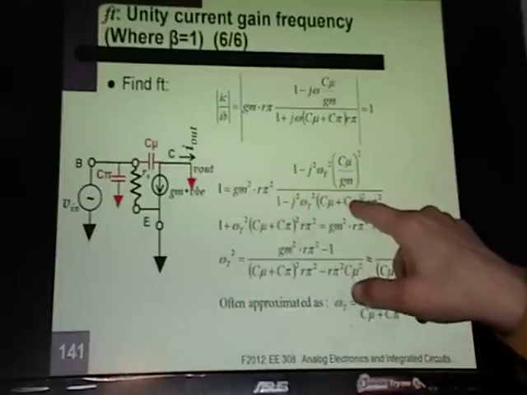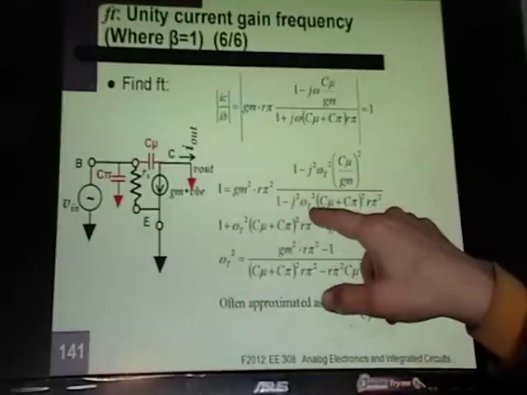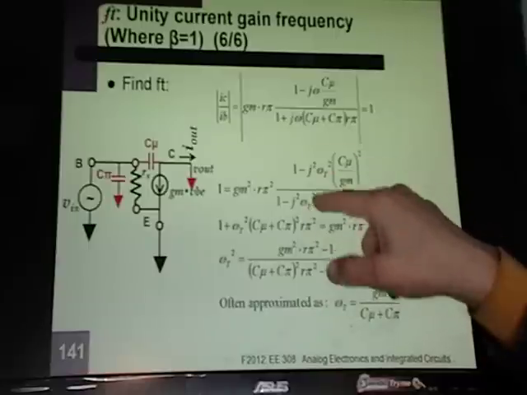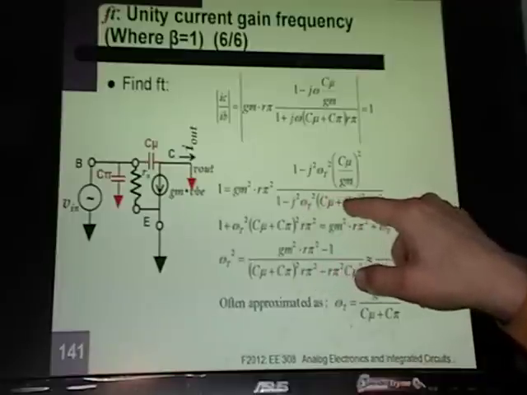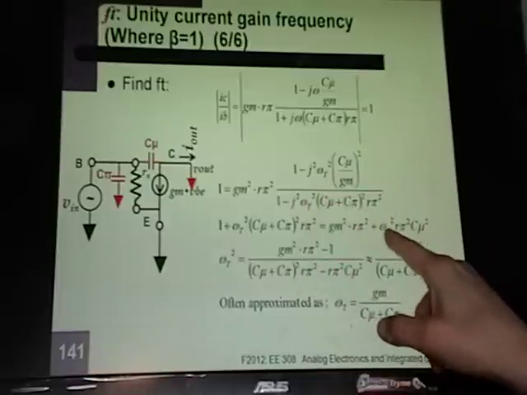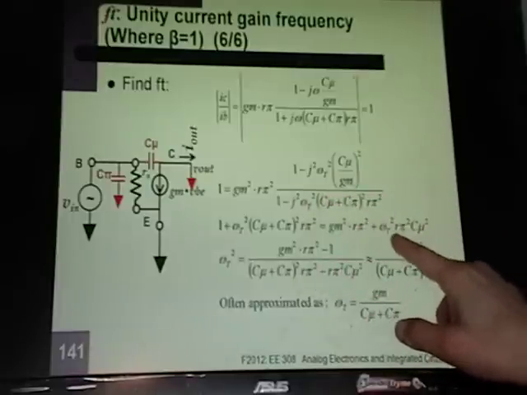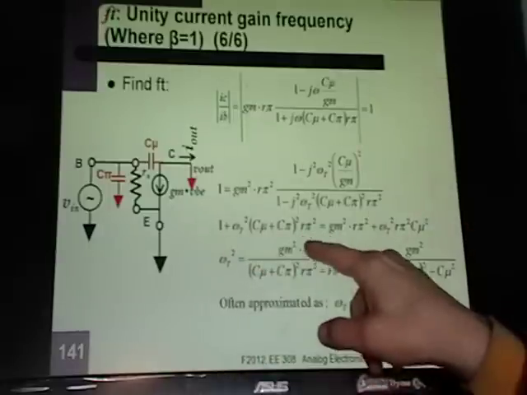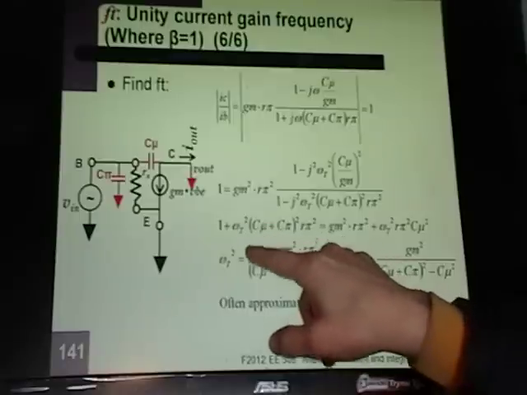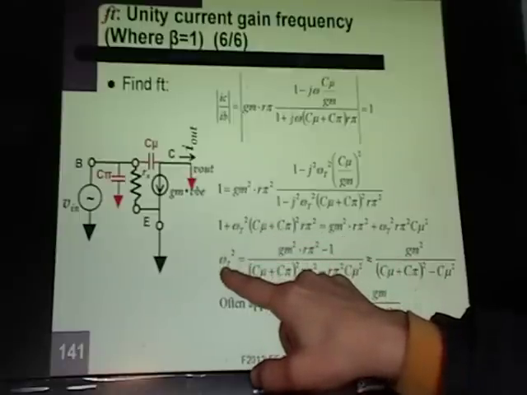And then you want to get omega t by itself. So I multiplied top and bottom by the denominator here to get rid of the fraction. Then you can move omega t's, so there's 2 omega t terms here. Here's one, here's one. Move them to one side, move everything else to the other side, and then divide out to give you omega t all by itself.